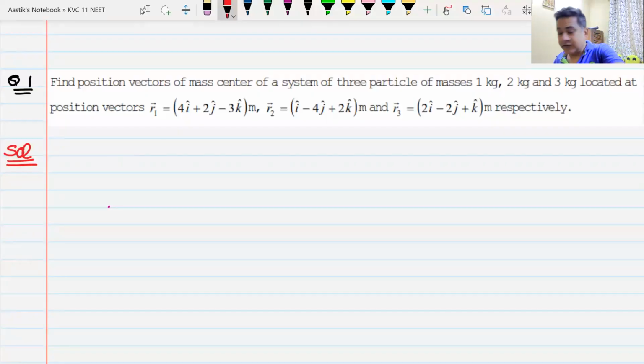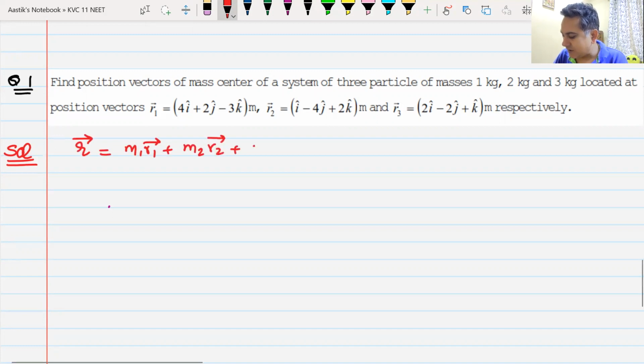Okay, so how are we supposed to do this? Anyone can tell me? How will I find the position vector of center of mass? Yes? M1 R1 plus M2 R2 plus M3 R3 by M1 plus M2 plus M3. That's it. You just have to multiply them correctly and just divide them correctly. If you can do that correctly, you will end up with the answer. I hope you can do that.